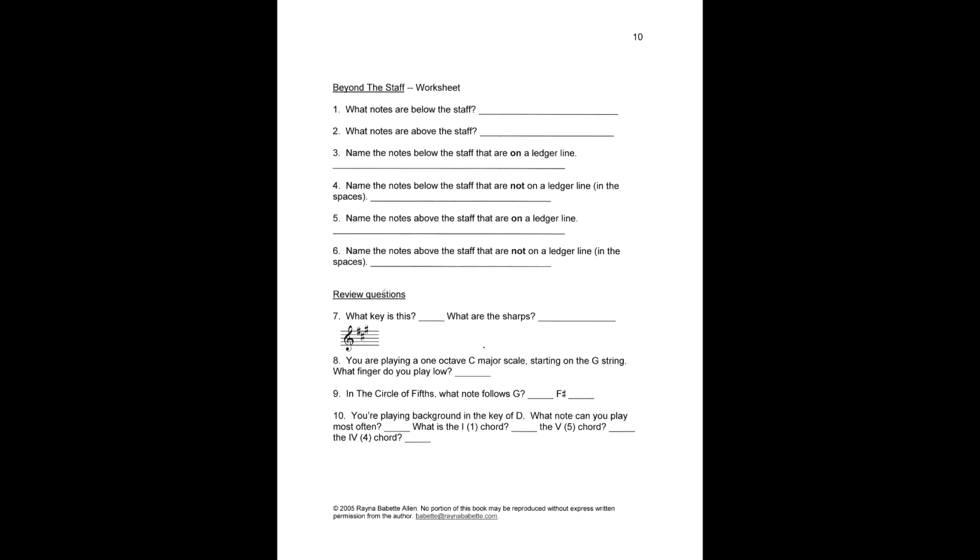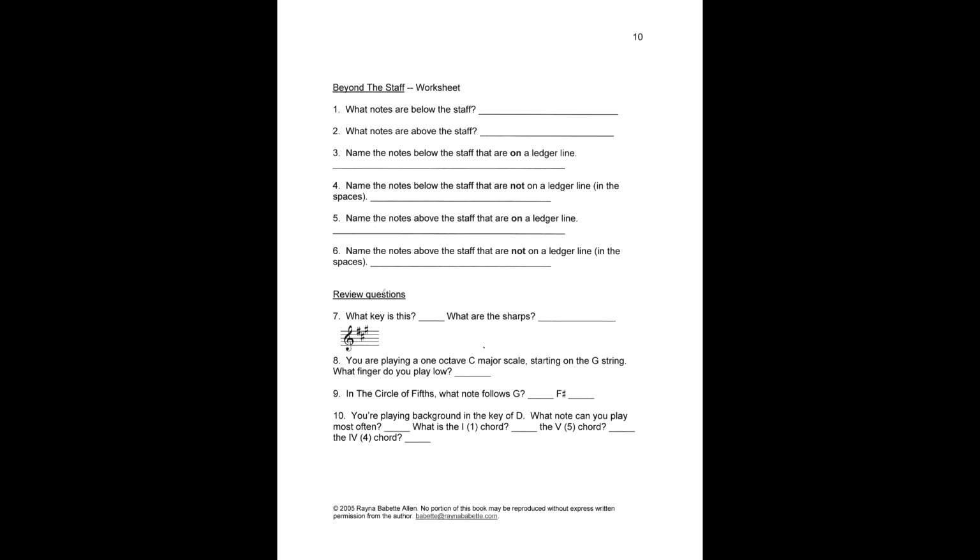Question 5, name the notes above the staff that are on a ledger line. Those notes are A and C. And question 6, name the notes above the staff that are not on a ledger line. So they would be in the spaces. And those notes are G and B.